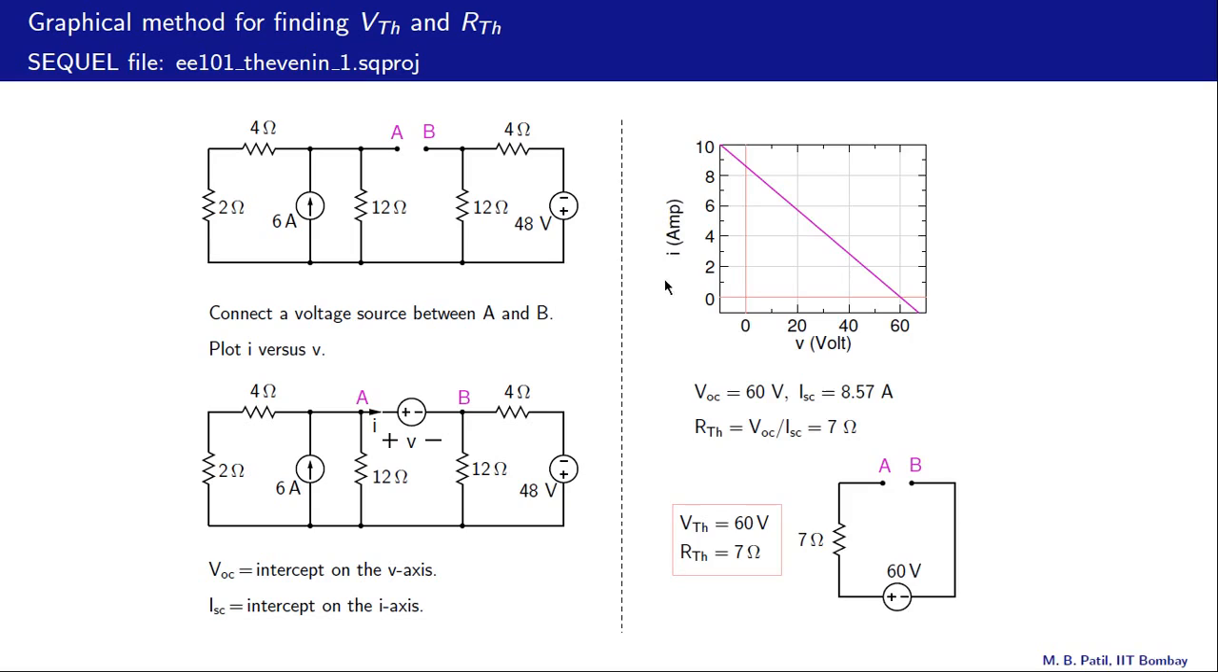And here is the result, I as a function of V. The intercept on the v-axis is 60 volts, and that gives us Voc, and the intercept on the current axis is 8.57 amperes, and that gives us Isc. And Vth is the same as Voc, 60 volts, and Rth is the same as Voc divided by Isc, and that turns out to be 60 divided by 8.57 or 7 ohms. And these numbers, of course, are the same as what we got earlier when we analyzed this circuit using different methods.